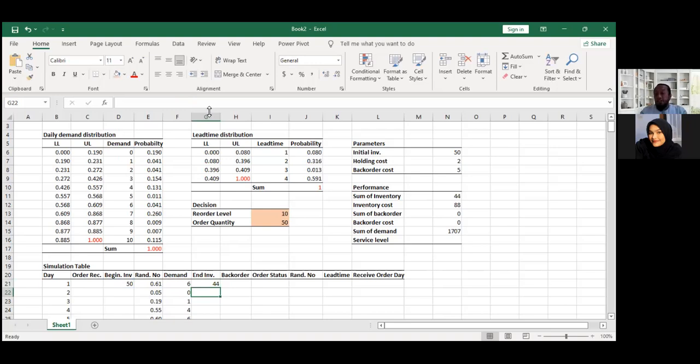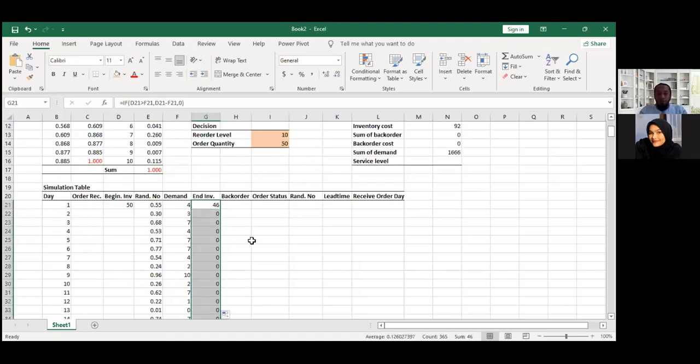Now we can check. If we have 50 and the demand is 6, then the ending inventory will be 44. Then we can copy down.